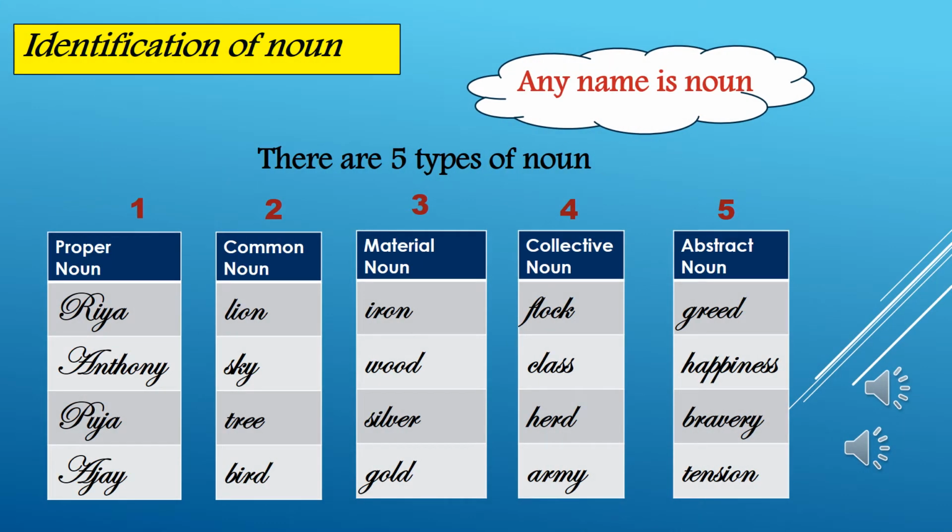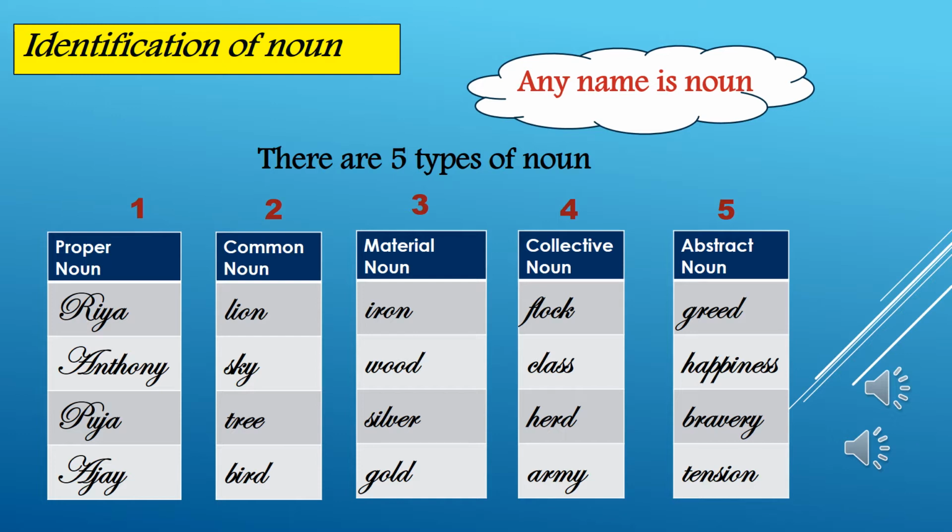What is noun? Noun is a naming word. Yes, it's very easy to identify noun because any name is noun. There are 5 types of nouns like proper noun, common noun, material noun, collective noun and abstract noun. What is proper noun? Proper noun is name of a particular person or animal like this.